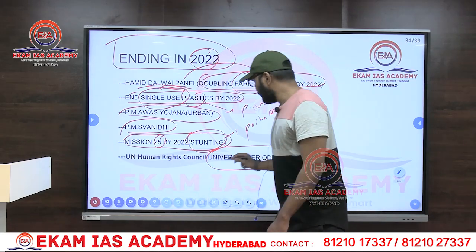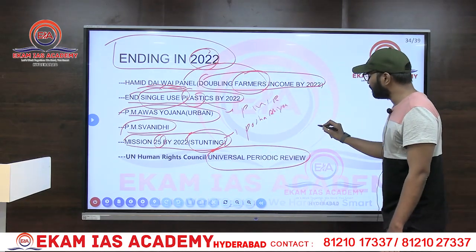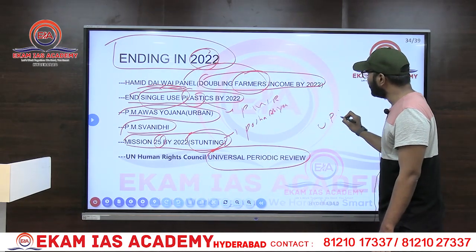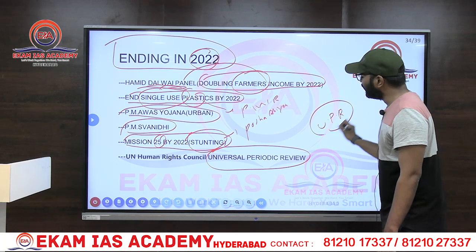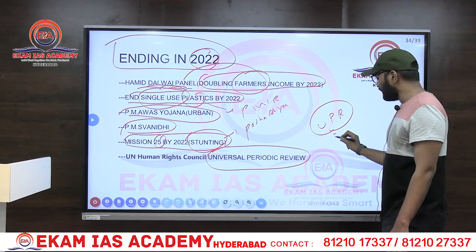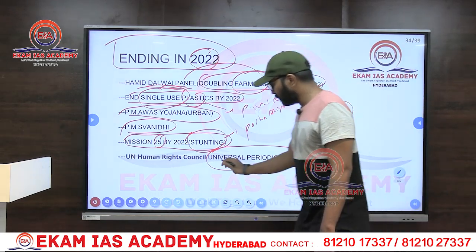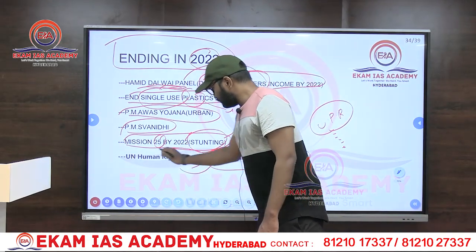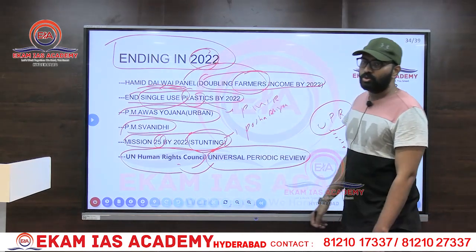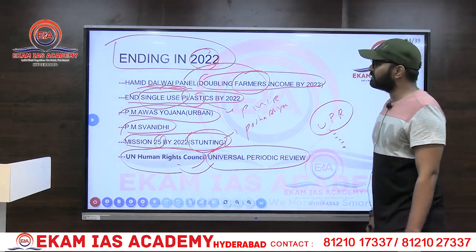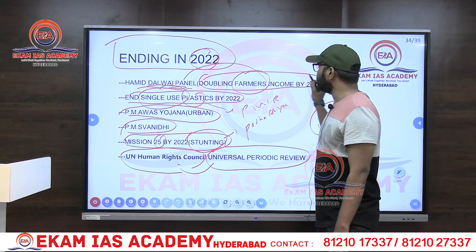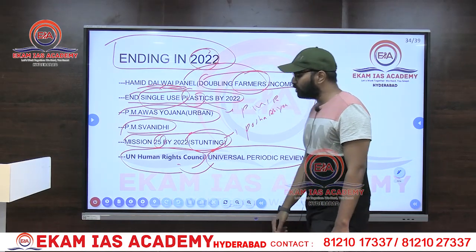For every 4 to 5 years, a country should submit UPR, universal periodic review, regarding what are the violations that has happened or something happened in a country, to whom? United HRC, UN Human Rights Council. Okay, just go through, see, very important. So these topics are very picked because huge chances.